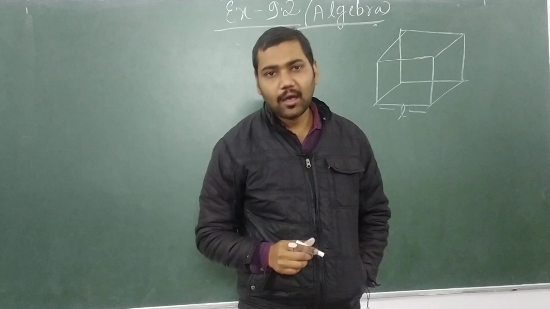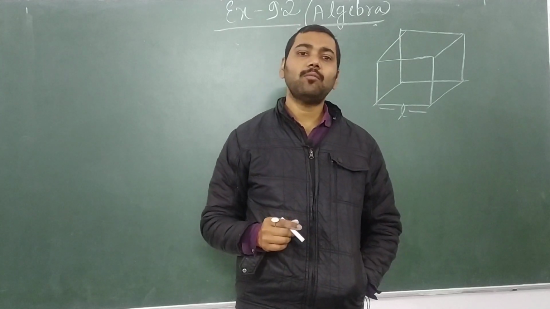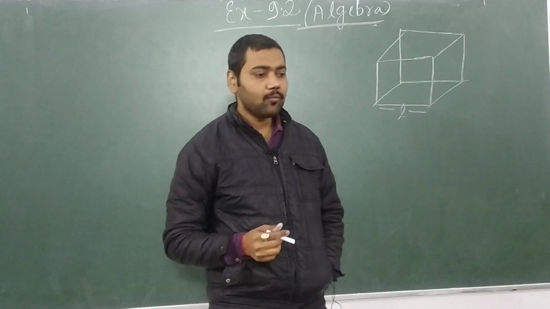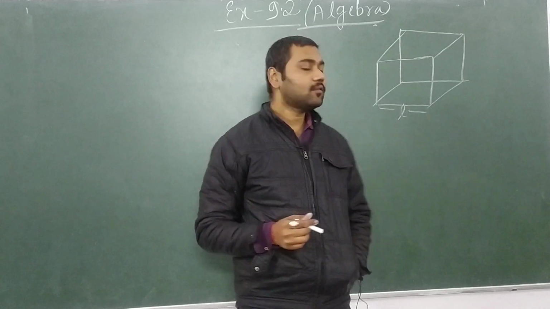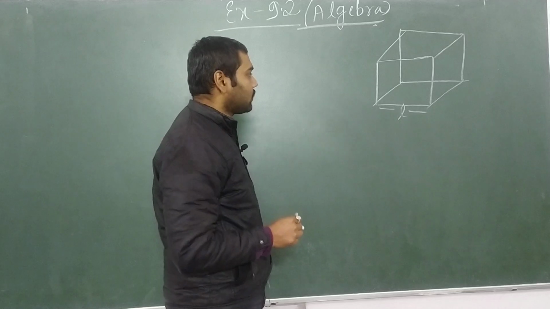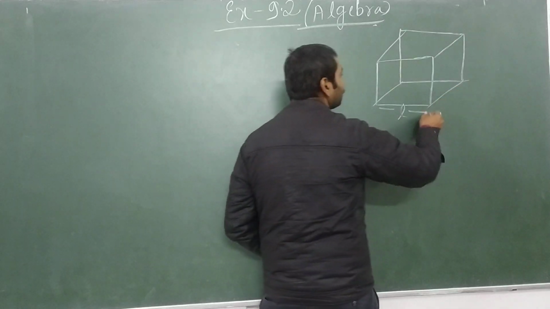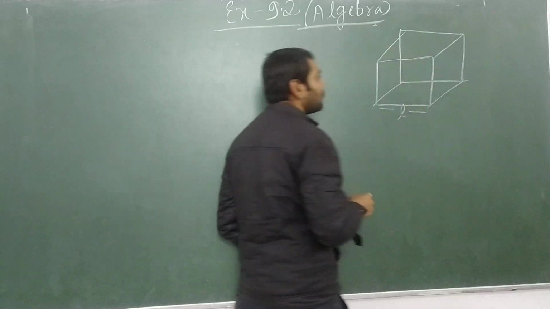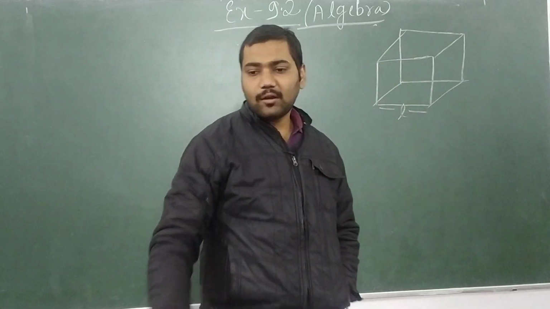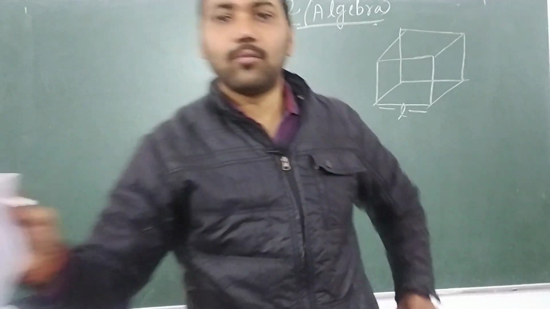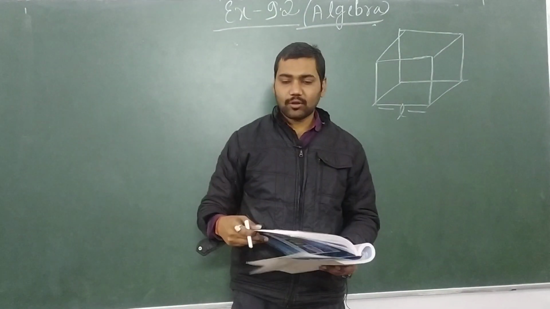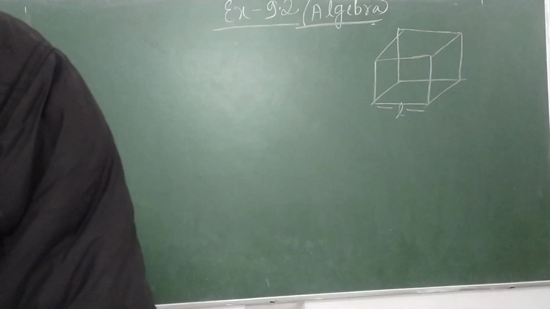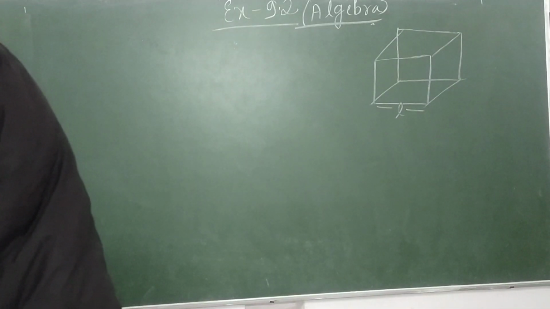How many edges do we have here? The question arises, how many edges do we have in the cube? We have 12 edges. This is 1, this is 2, this is 3, this is 4, this is 6. Understand? Now all of you read this question in your exercise. You will understand now what a cube is. It is clear.